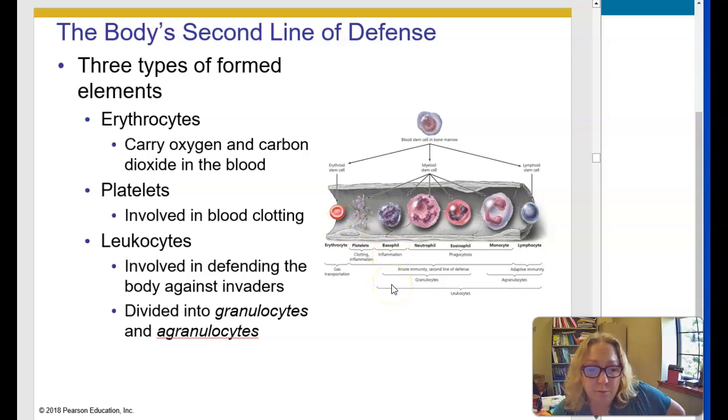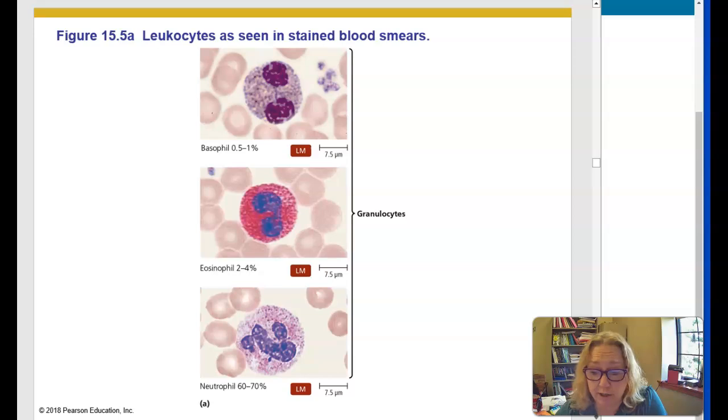Okay, what we're really talking about is these guys, the leukocytes, right? They are divided into granulocytes. That's these three, which we're primarily going to talk about. And agranulocytes, that's these guys. Well, really, we're just going to talk about this guy next time. These four are going to be involved in innate immunity. Here they are in a blood smear, in case you ever need to look at them.